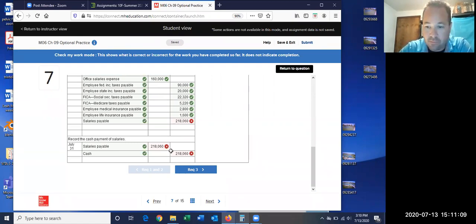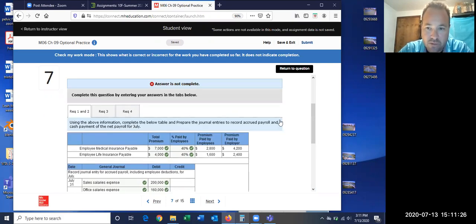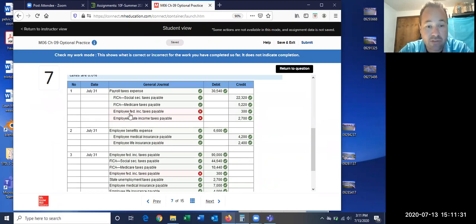So my computer is locked up. So if you ever have something come out and you don't know why it's wrong, let me know. It could be a glitch just like this one was. And then again, the only reason these were missed is I just didn't pay enough attention. This should have been employee FUTA, federal unemployment taxes.